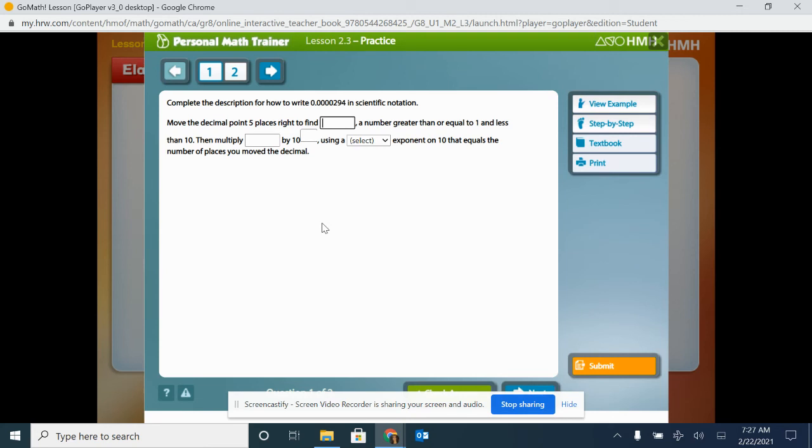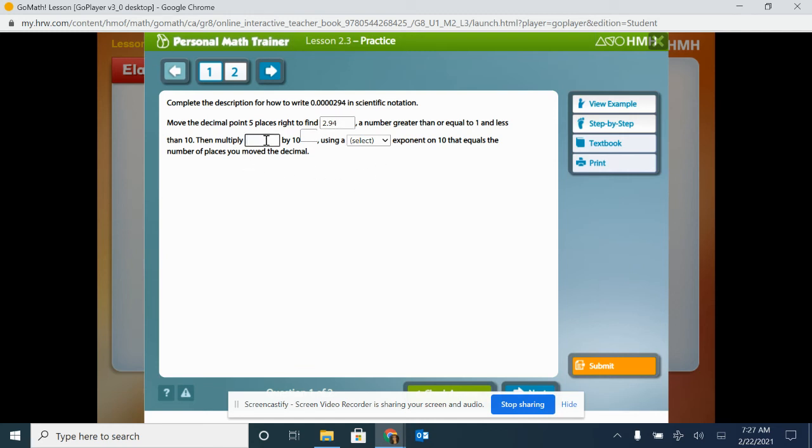So number 1, it says complete the description for how to write that in scientific notation. Move the decimal point 5 places right to find what number I'm going to. So I need a number that is equal to 1 or less than 10. I see the number 294. So how do I make that 294 equal to 1 or less than 10? So I put the decimal, 2.94. Okay.